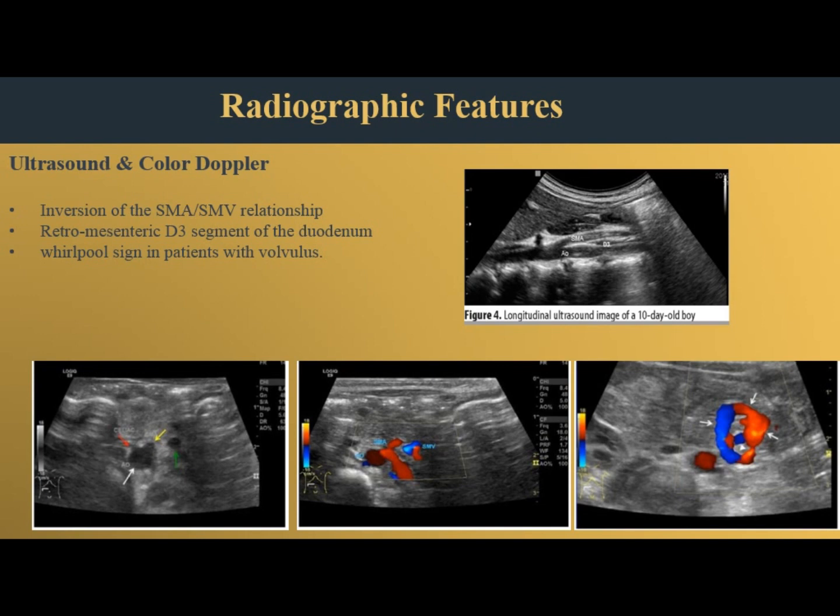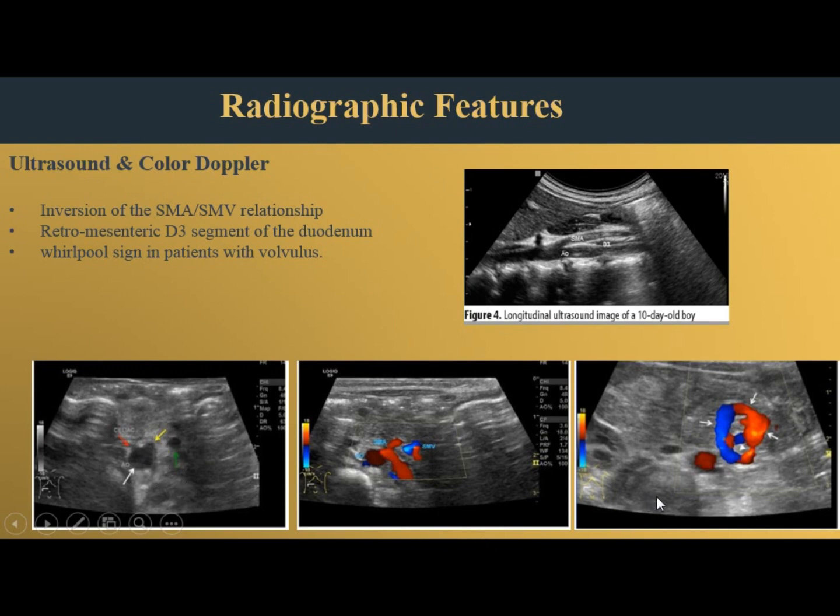We have the ultrasound and the Doppler study. In the ultrasound, normally the superior mesenteric artery is on the left side of the superior mesenteric vein. But in case of malrotation, as we said, the axis is the superior mesenteric artery, so the problem will be around the axis. The malrotation will not occur around the superior mesenteric artery. We will see that the superior mesenteric vein is on the right side of the superior mesenteric artery. Here, this is the superior mesenteric vein, this is the superior mesenteric artery. Here the same superior mesenteric vein, superior mesenteric artery, this is the celiac artery, and this is the aorta.